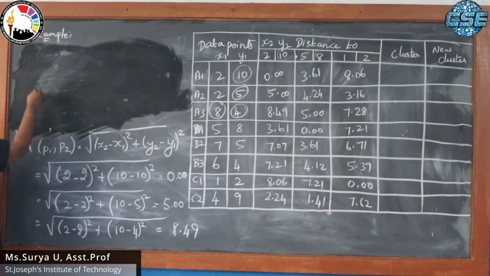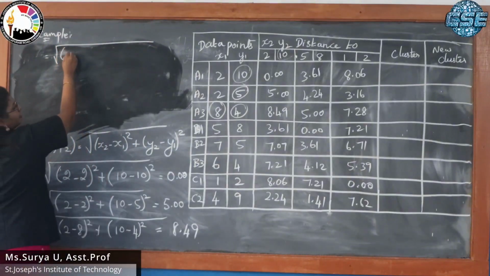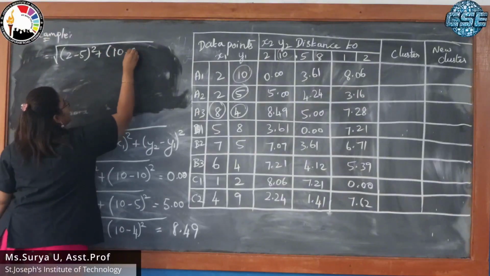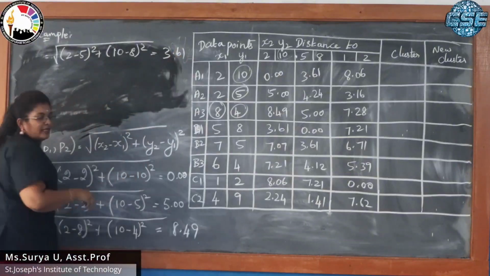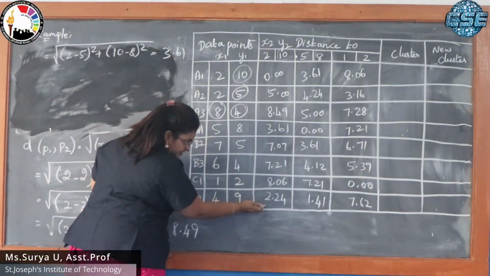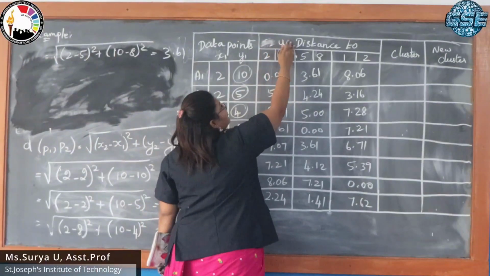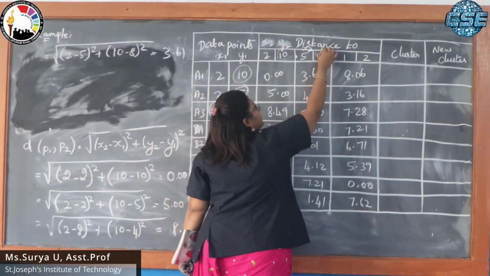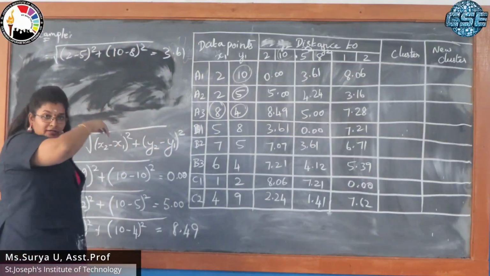Now we will find the distance of the next value. So the next value is (2 minus 5) the whole square plus (10 minus 8) the whole square. What you will be getting? You will be getting 3.61. So like this we have to finish all the steps. After completing till this, while we are moving on to the next step, we have to change this x2 value. Now this becomes your x2 and this becomes your y2. Okay, so this is your x2 and that is your y2.